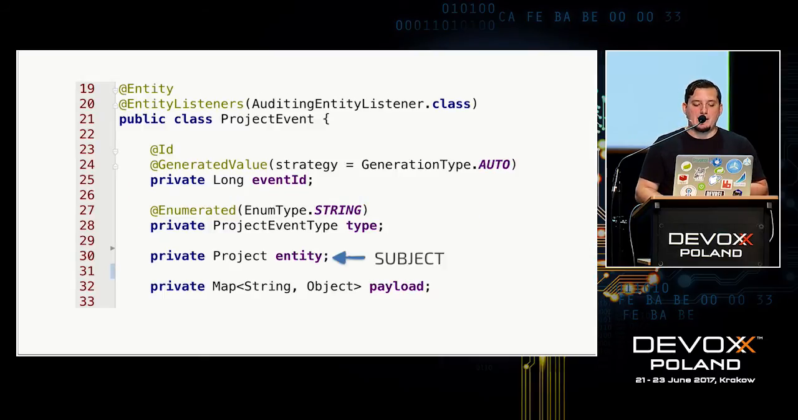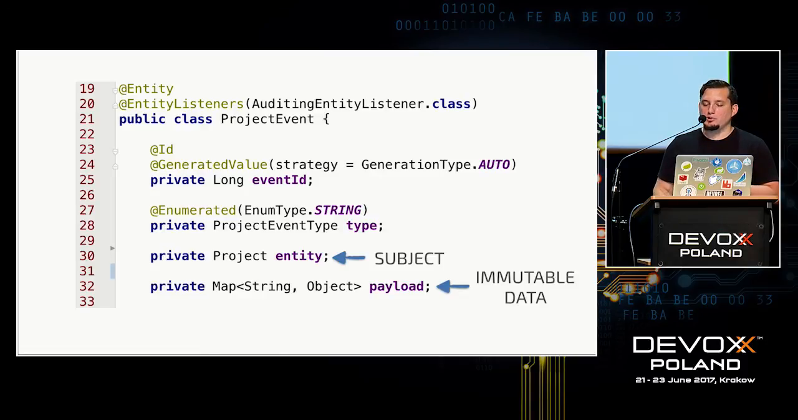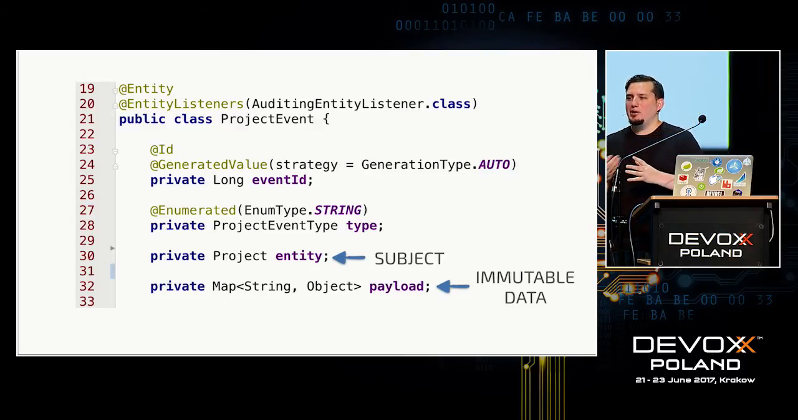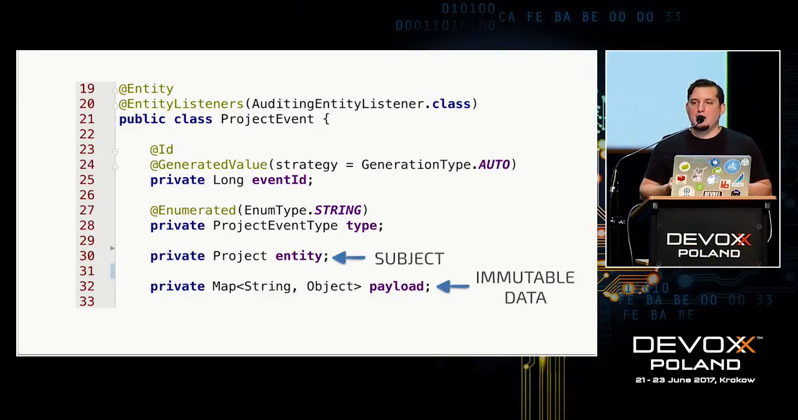So here I have my entity, and this is a project event. And I have a subject, which is my project. And then I also have a payload, which I didn't show you earlier. Now, that immutable payload is just going to be a map. And it allows me to really put anything I want in there, right? So I'm not going to actually have a class to serialize and deserialize. I'm going to use a map here, and then I can send along anything that I want.